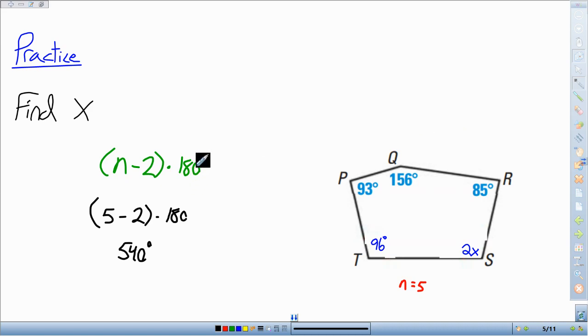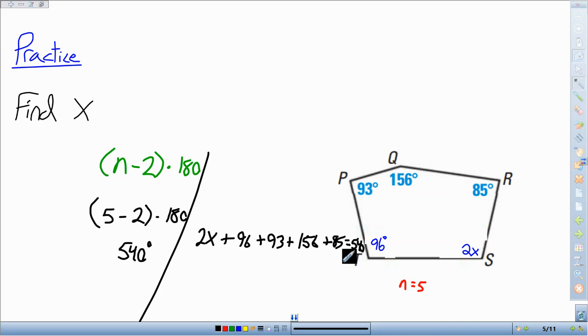Now I can make my equation. I'm just going to put it off to the side here. I'm going to start with 2x. I always like to start with the variable when I write my equations. So I'm just going to add them all up: 2x plus 96 plus 93 plus 156 plus 85, equals 540 degrees. Sorry, I kind of ran out of room there.